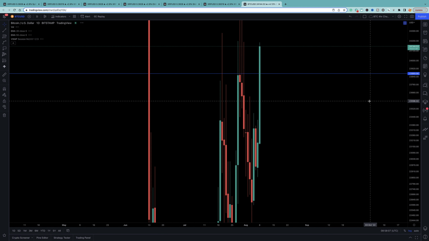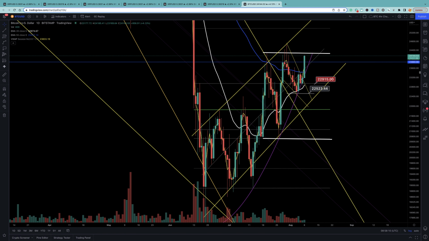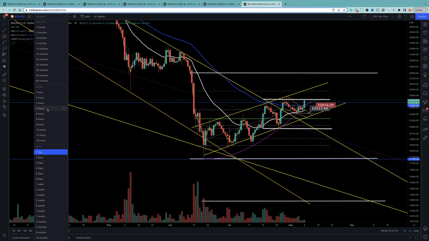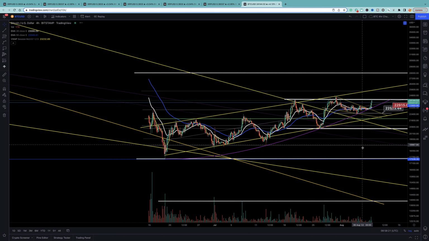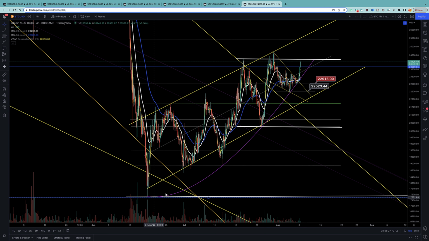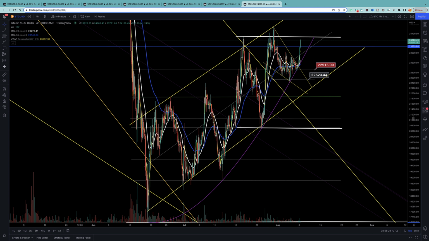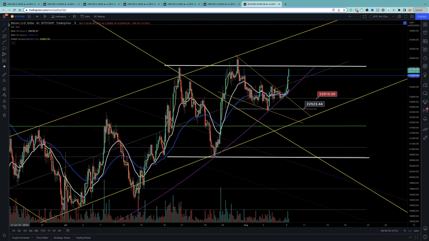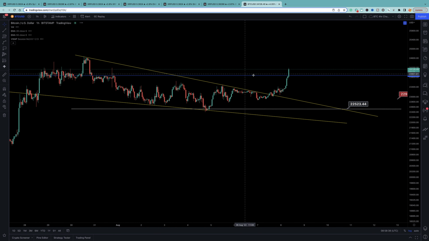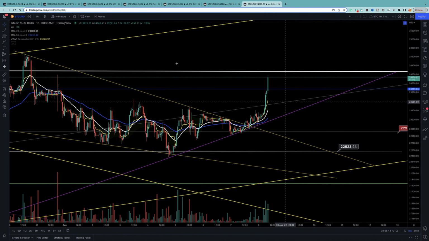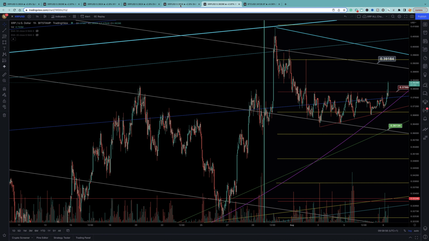On the daily, there it is. There's the curve line on the daily. But when you go into the 4 hour, you can see how accurate it is on this one anyway. Look at how it just catches it here. And then onto the 1 hour, it's just bounced along it. So anyway, that's just Bitcoin.